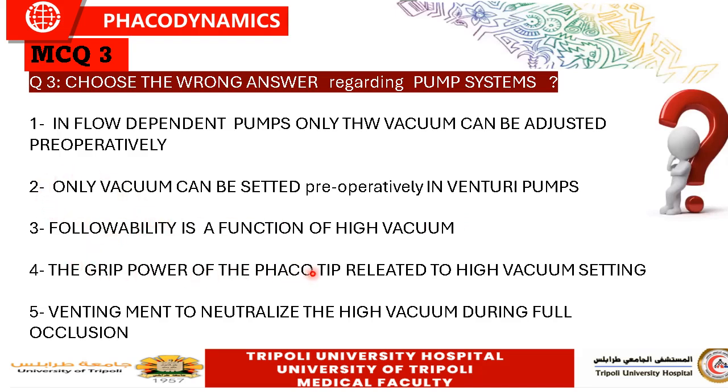The grip power of the phaco tip is related to the high vacuum. This is true. And the venting is meant to neutralize the high vacuum during the full occlusion. This is true. So the wrong answers are number 1 and number 3.